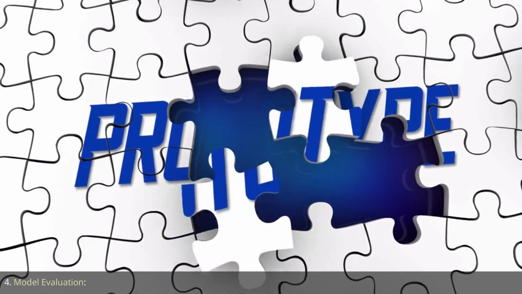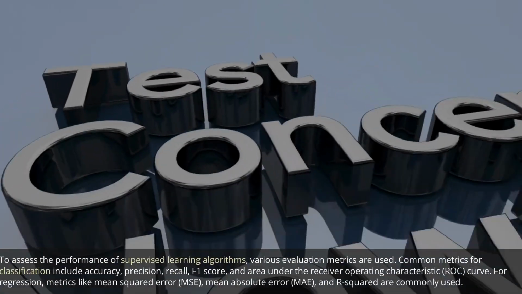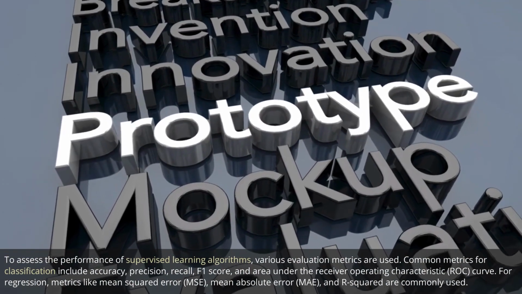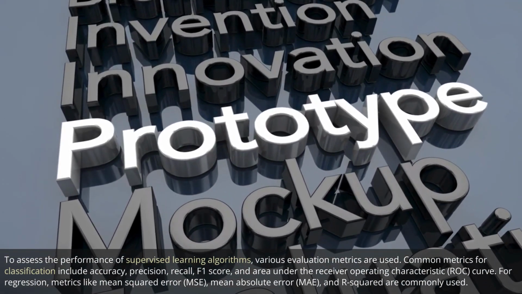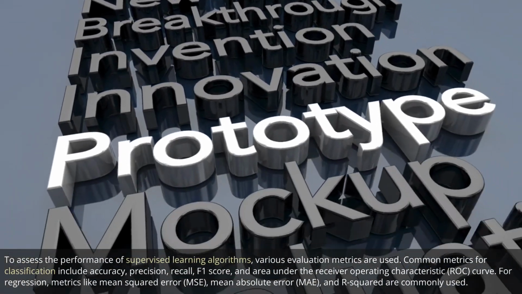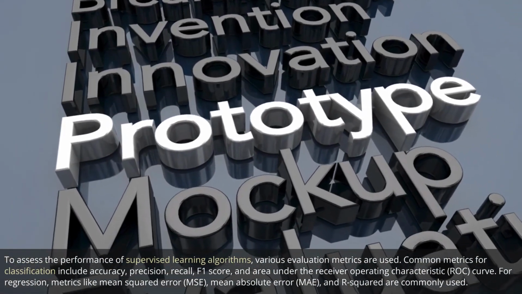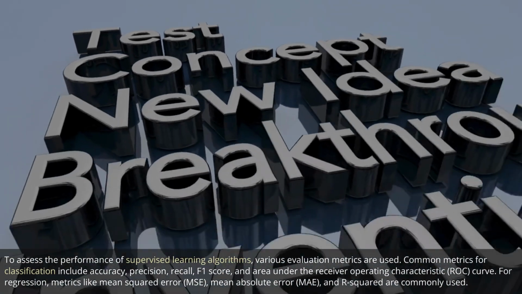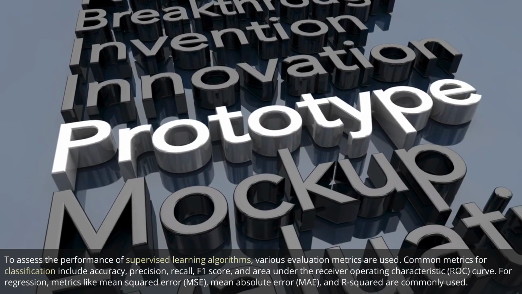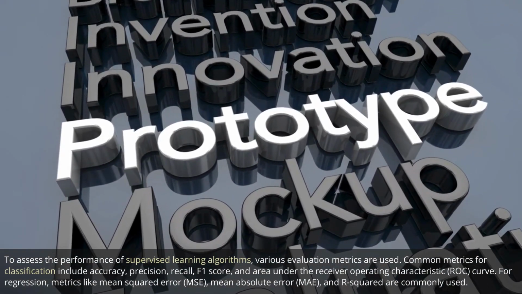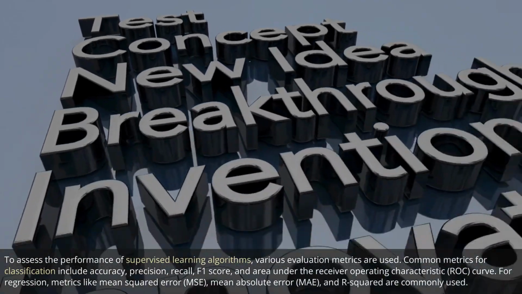4. Model evaluation. To assess the performance of supervised learning algorithms, various evaluation metrics are used. Common metrics for classification include accuracy, precision, recall, F1 score, and area under the receiver operating characteristic, ROC, curve. For regression, metrics like mean squared error, MSE, mean absolute error, MAE, and R-squared are commonly used.